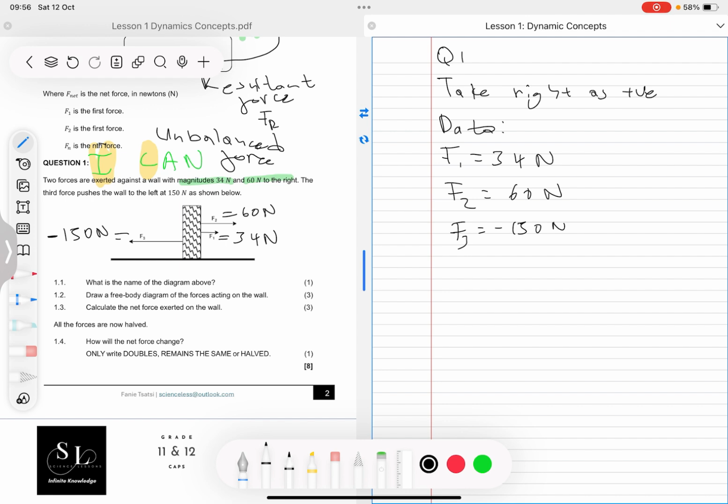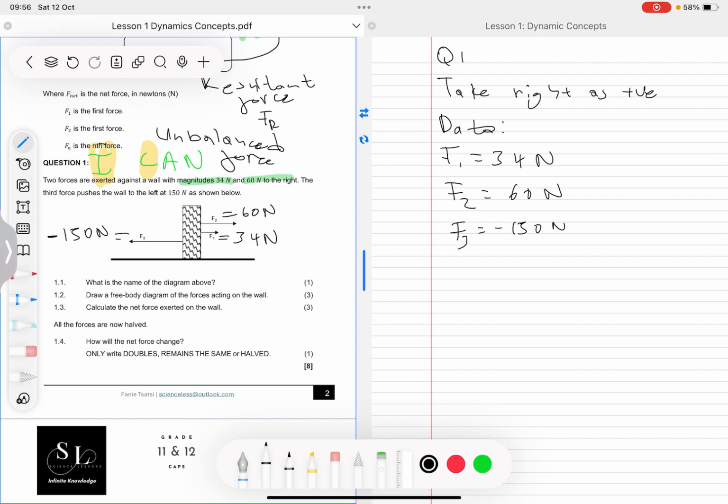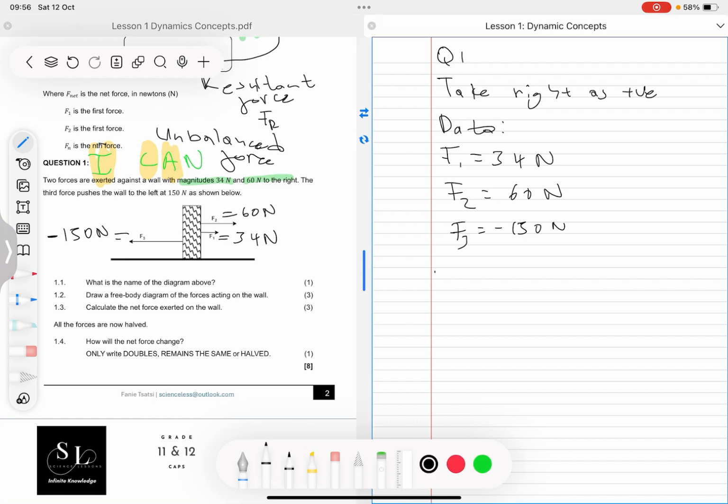We move into the next part, which says answer the problem. We are ready to answer the problem now. So now we go to the actual questions. This is 1.1. The first question says, what is the name of the diagram above? I think I said this as I was explaining that this diagram here is the force diagram, because it's a diagram that shows all forces acting on an object and the picture of the object, a schematic diagram of the object, right?